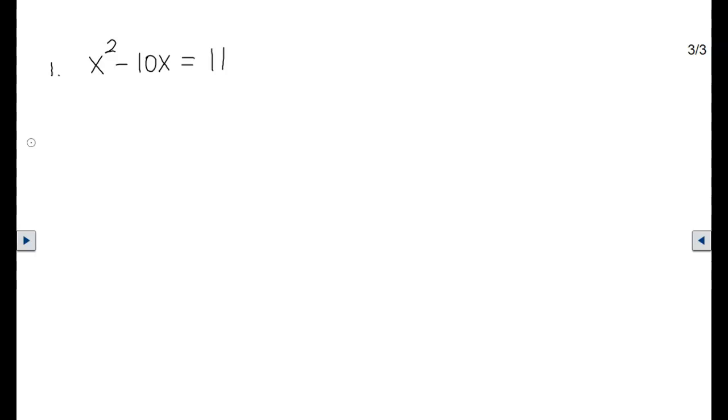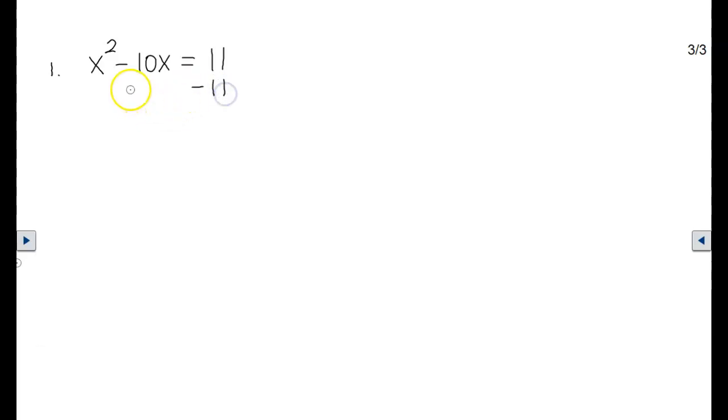All right, now the first thing that I want you to pay attention to is what we always pay attention to. Is this equation in the right format? Is it ax squared plus bx plus c equals 0? And I can see that it's not, because instead of being equal to 0, it's equal to 11. So the first thing I have to do is fix it. I have to fix it so that it looks the way I want it to look.